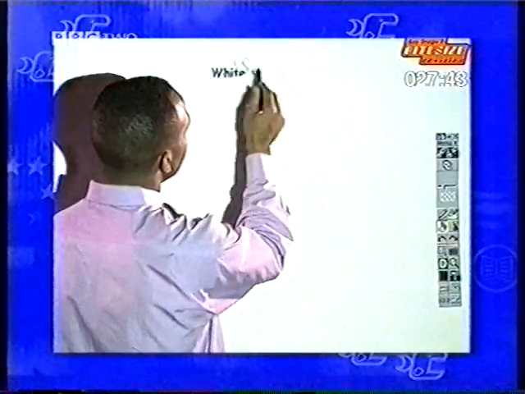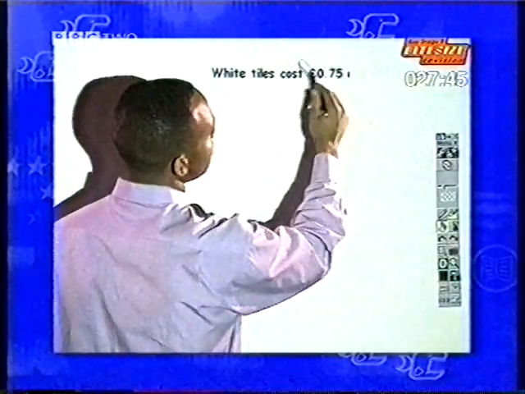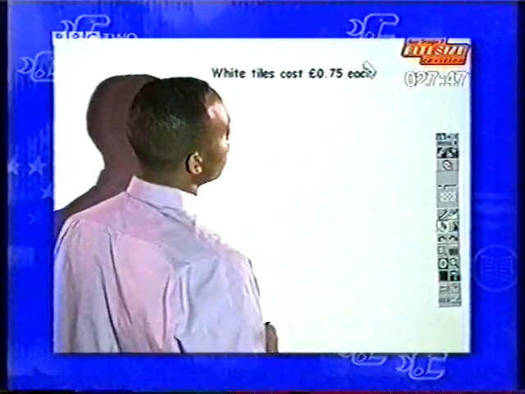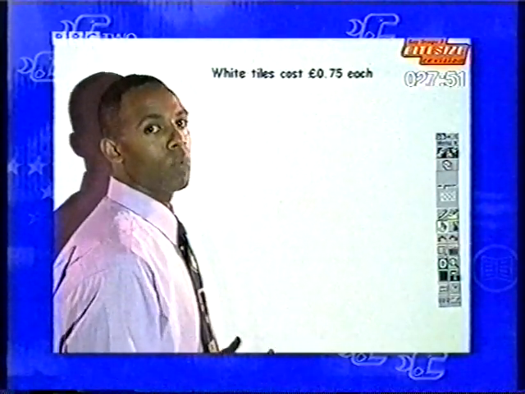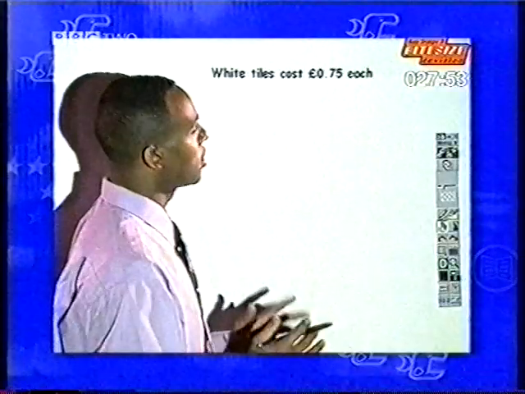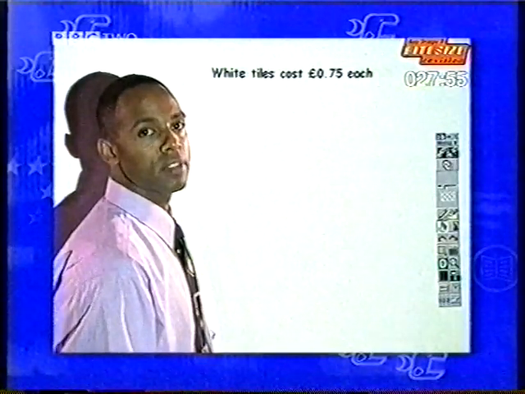Well, I've got 2 choices. I can either lose the labour cost by doing the work myself, or I can use cheaper tiles. Now, my DIY skills are such that I think it might be better if I ask my neighbour to do the job for me. So let's investigate cheaper tiles. Now, white tiles cost £0.75 each. In problems like this, it's better to stick to 1 unit. It's not pounds or pence, just stick to 1. So we'll stick to pounds.